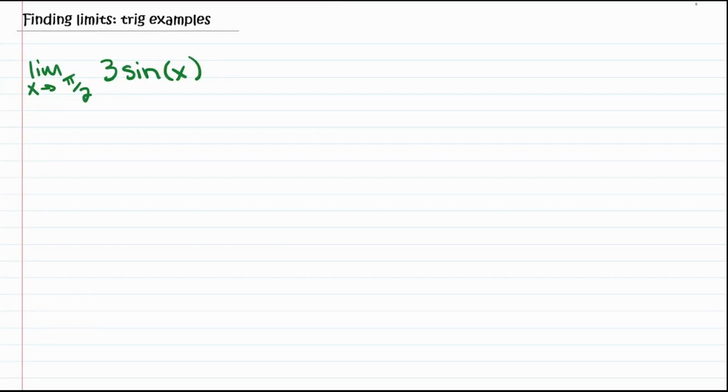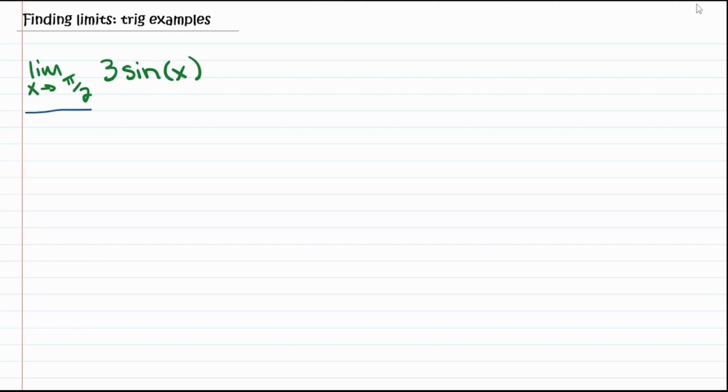Hey guys, in this video we're going to be talking about finding limits with some trig examples. So our first one is the limit as x approaches pi over 2 of 3 sine x. The first thing you want to notice is that x is approaching pi over 2, not 0, so we couldn't use one of our special limits if we needed to.